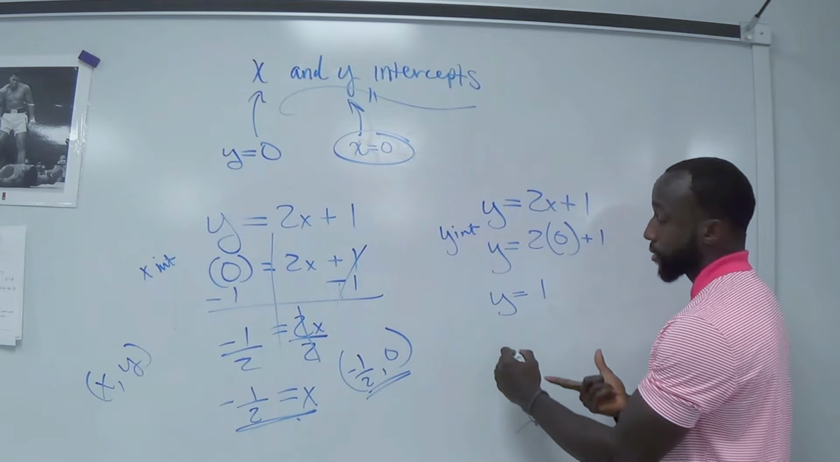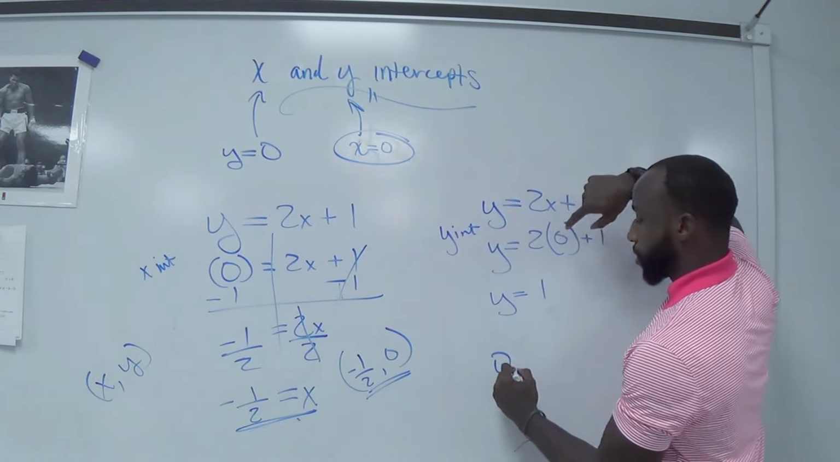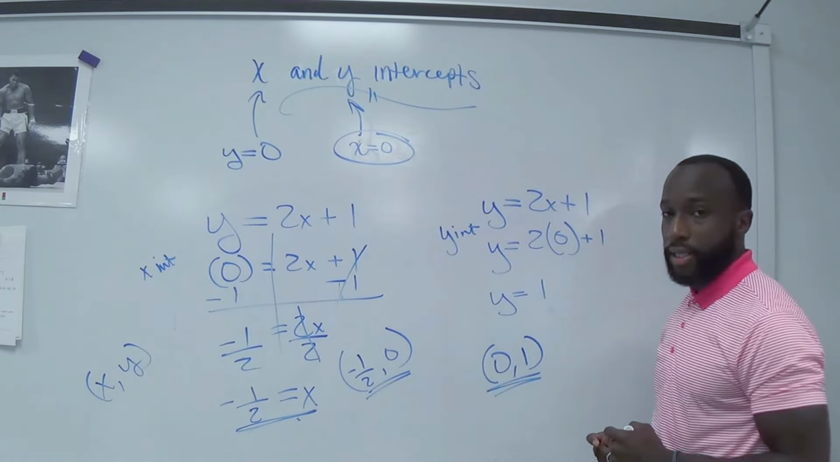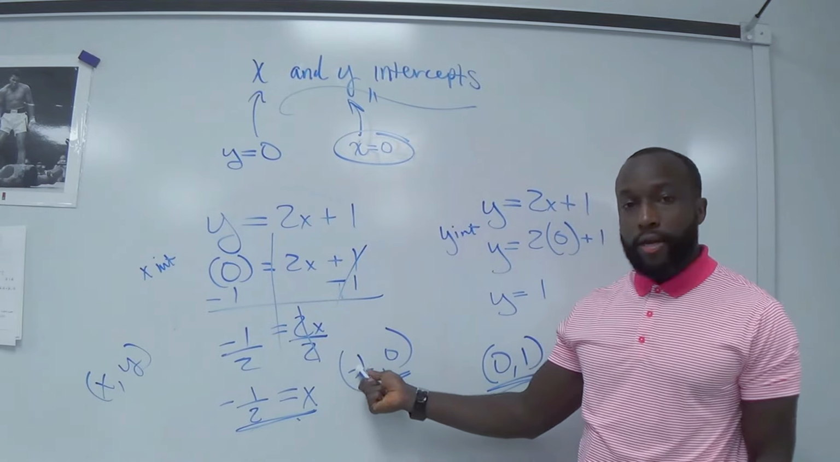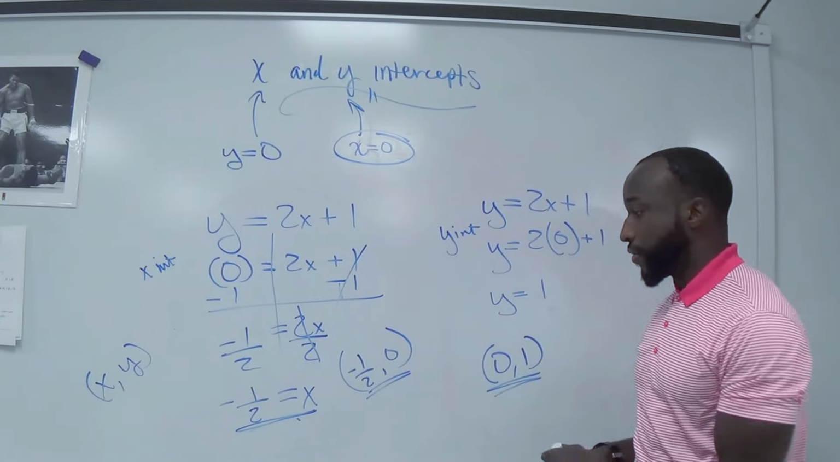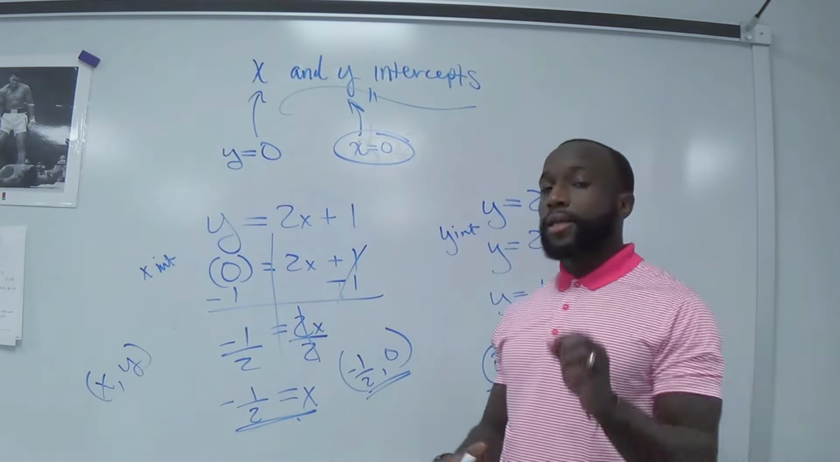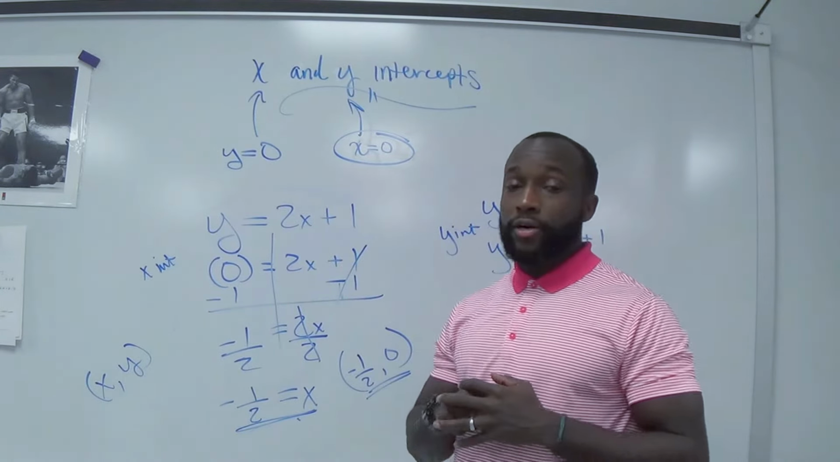So now let's represent this as an ordered pair. X comes first, and x is 0, so it's going to be 0, 1. So your y-intercept is 0, 1. Our x-intercept is negative 1/2, 0. And then from here, we just plot these 2 points and connect the dots, and we've created our line. That is yet again another way to graph lines or linear equations.